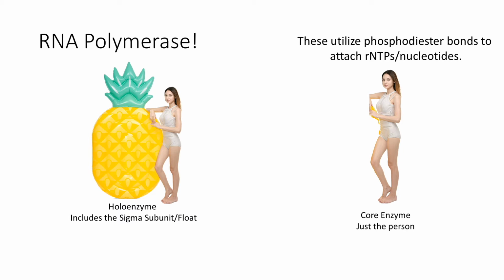RNA polymerase is the main enzyme utilized in prokaryotic transcription, and it utilizes phosphodiester bonds joining RNA nucleotide triphosphates, commonly known as RNTPs. We see RNA polymerase in two forms during transcription: as a holoenzyme and as the core enzyme. We can think of the core enzyme as a person who is going through the obstacle course. The holoenzyme includes a sigma subunit represented by the pool float, while the core enzyme is just the person. We can think of the sigma subunit or float as giving the boost needed to proceed.